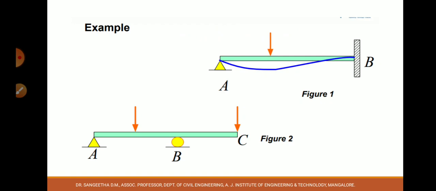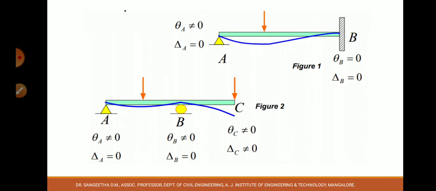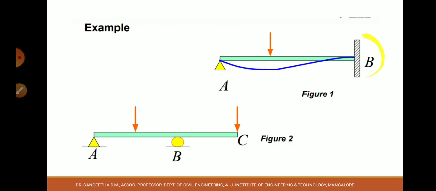For example, here there are two different types of beams. One is a propped cantilever. Propped cantilever means one end is fixed, the other end is simply supported. In the other one, one end is hinged, the other end is roller, and the third one is a free end. So it is a continuous beam. In this case, how does the deflection happen? In the first figure there is a point load and support B is fixed. When the support is fixed, it cannot undergo any deformation. It is not allowed to move.